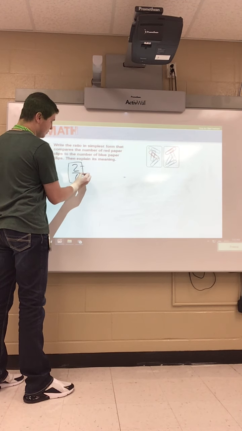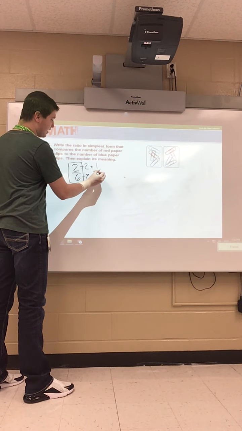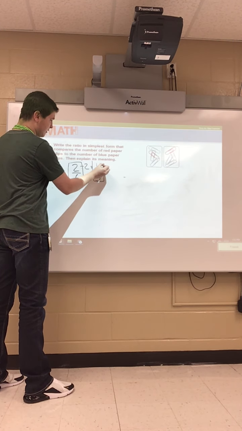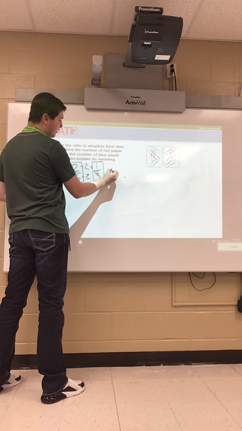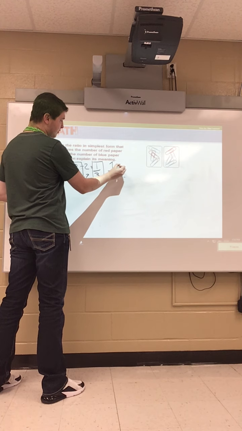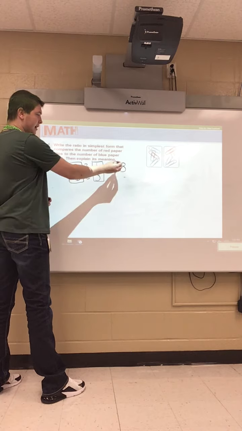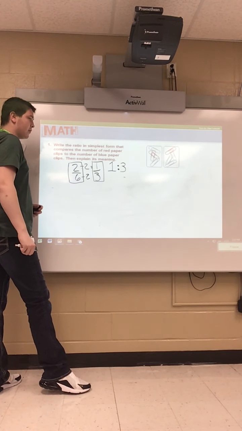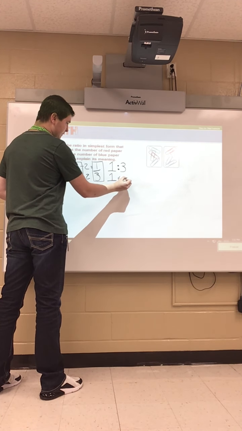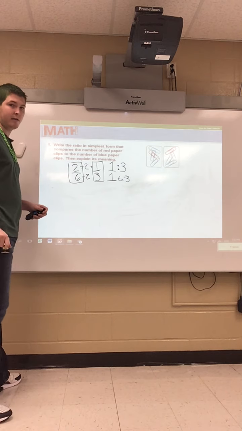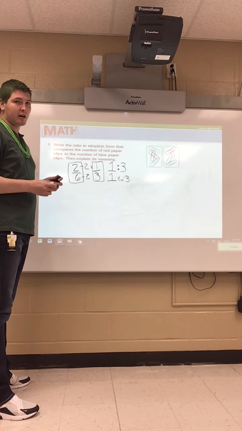We can divide each by 2, and we get 1 over 3. Now, 1 over 3 is one way you can write it. You can also write it as a ratio like that with the double dots or colon, 1 to 3, or you could just simply write it in words, 1 to 3.